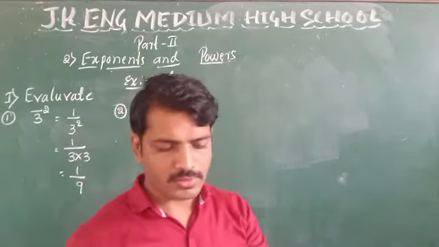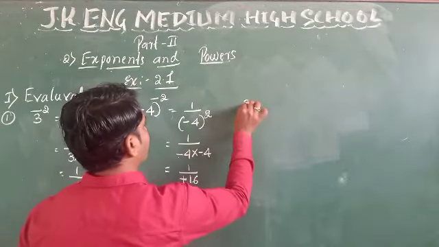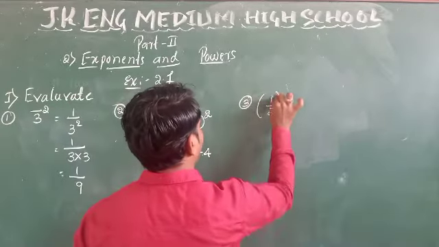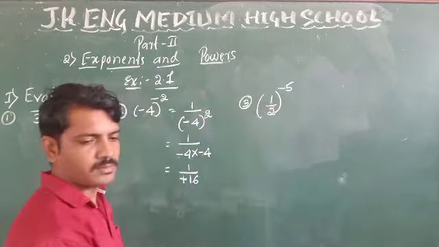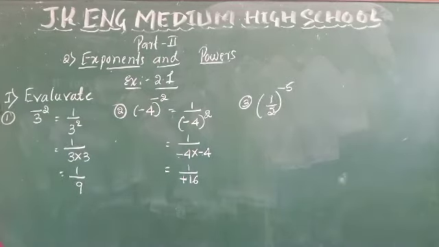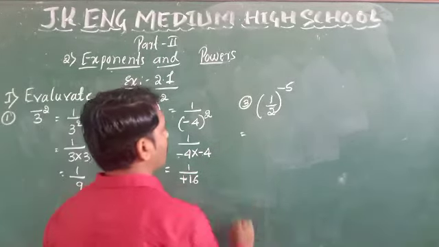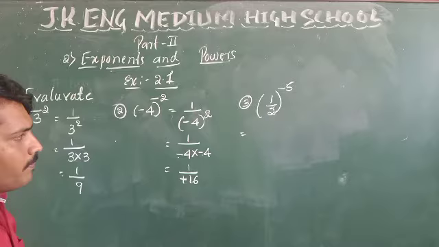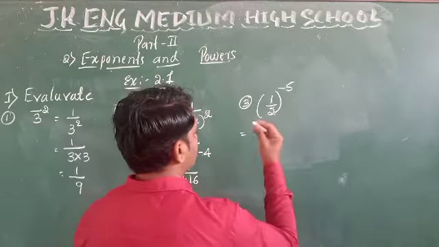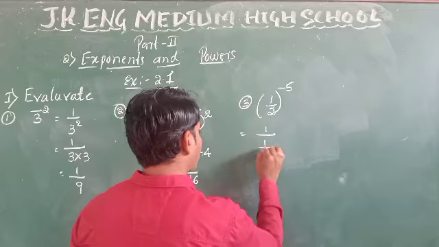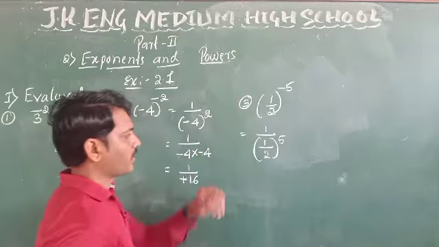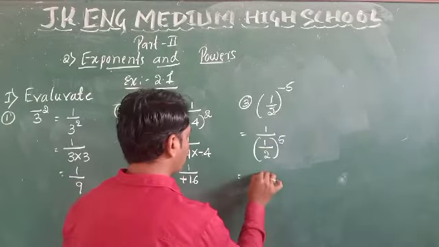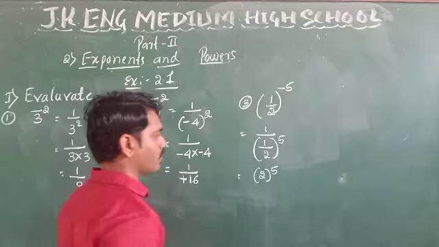Okay. So one more question is there. Question number 3. Question number 3 is 1 divided by 2 to the power minus 5. Correct? 1 divided by 2 to the power minus 5. Let us interchange the values. The power will become plus. So 1 divided by 2, the power is 5. The minus 5 will convert to plus 5. Later on, we will get 2 to the power 5.